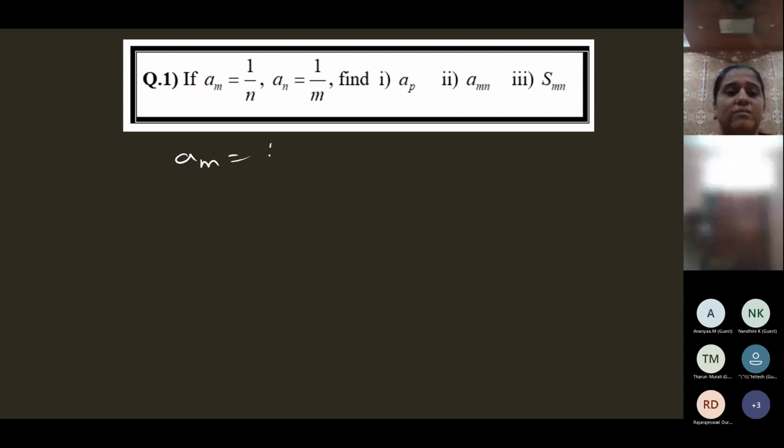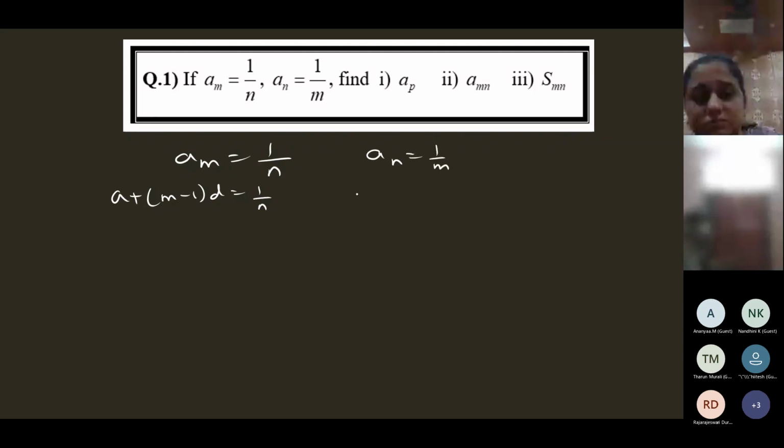Am is equal to 1 by n. That means A plus m minus 1 d is equal to 1 by n. Very good. And An, A plus n minus 1 into d is equal to 1 by m. Very good, Priyanka. Don't write, children. I'll show you the answer slide. So now we have two equations. A plus m minus 1 into d is equal to 1 by n, and A plus n minus 1 into d is equal to 1 by m.